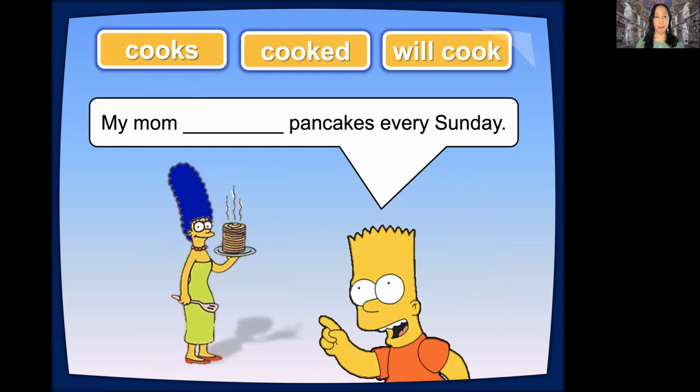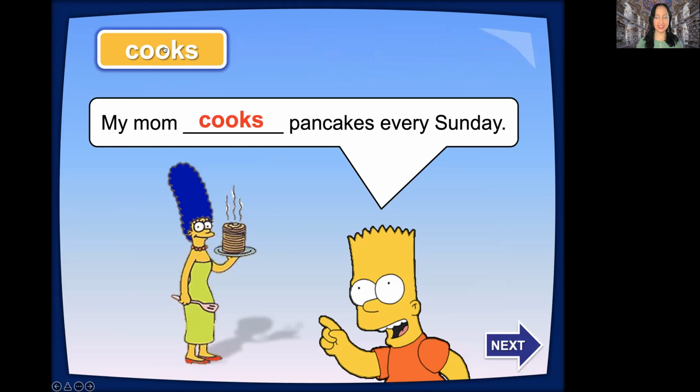Okay. My mom blank pancakes every Sunday. Okay, when does this happen? Or when did it happen? It happens every Sunday. So which tense do we use if it happens every Sunday? Okay, my mom cooks pancakes every Sunday. My mom cooked pancakes every Sunday. My mom will cook pancakes every Sunday. It's the same thing as often. Remember, my mom, that's right, cooks. Woohoo!